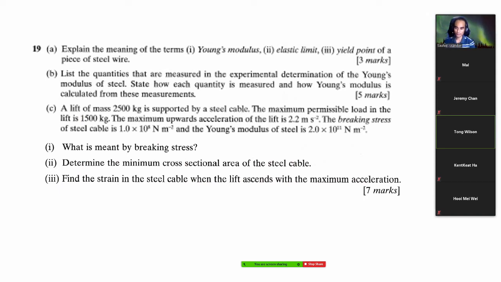So we go to C1. What is meant by breaking stress? Ken, what is a breaking stress? What you meant by breaking stress? Okay, so breaking stress is the max stress before the wire breaks. This is what we call breaking stress. So go back to question 19C.